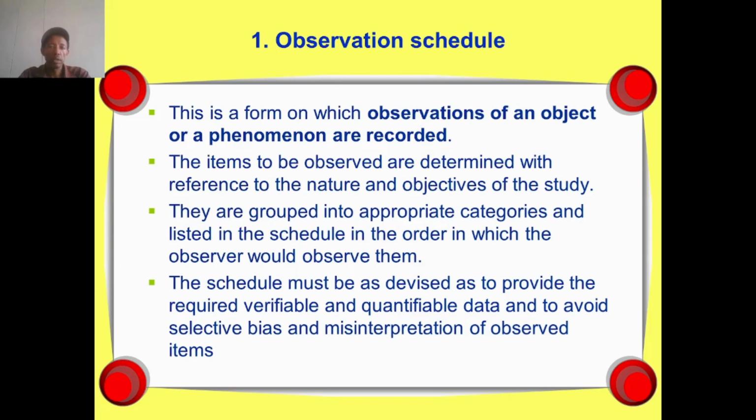This observation schedule is a template by which we record our observation of an object or a phenomenon or the behavior of human beings or animals. We prepare a template, a checklist, or a schedule to record our observation of human beings or animals in the natural environment, or simply in an artificial environment.